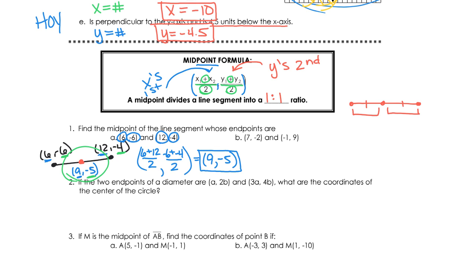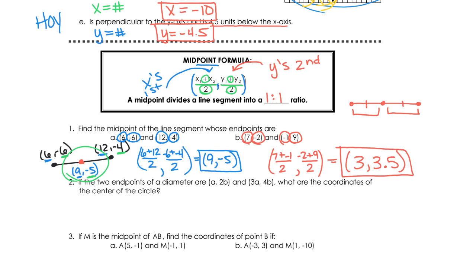All right, so let's try another one. So in this one, we have 7, -2, and -1, 9. And midpoint, what do? Add them together and divide by 2. We just have to remember x's go first. So 7 and -1 will be my x's that are being added together. And then -2 and 9 are my y's being added together. So 7 plus a -1 is 6, and 6 divided by 2 is 3. -2 plus 9 is 7, and 7 divided by 2 is 3.5. And there's the coordinates of my midpoint.